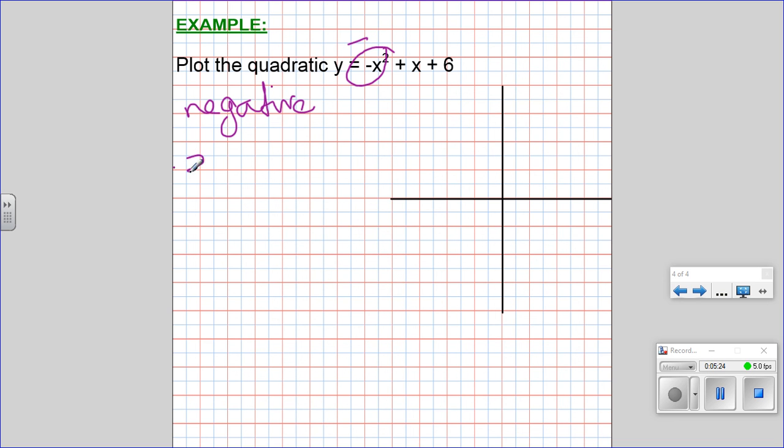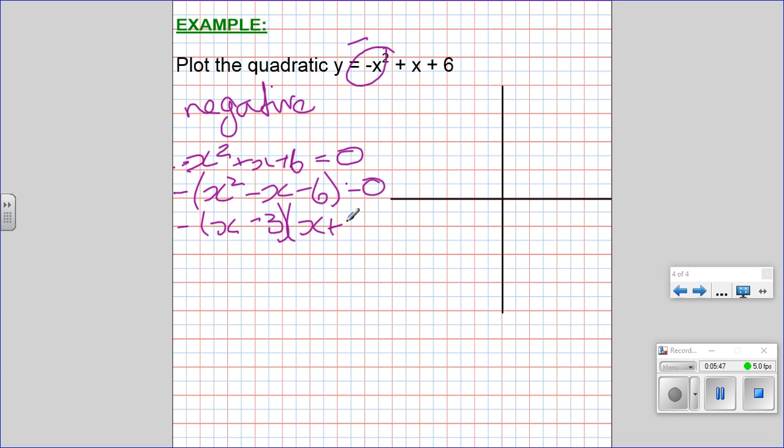Okay, so now I'm going to get my roots. Negative x squared plus x plus 6 equals 0. What I'm going to do is take my negative out as a common factor and give myself x squared minus x minus 6 equals 0, and that will factorise. I will get x minus 3, x plus 2. That'll give me that x is 3 and x is negative 2. I've just skipped that step where I'm separating them. So 3 and negative 2.